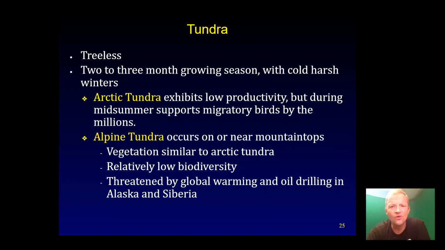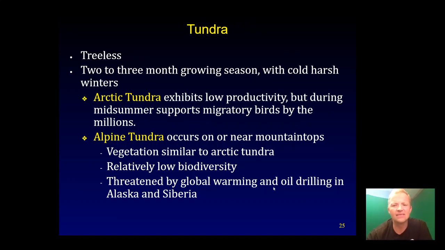There's a 2 to 3 month growing season, and even if it is growing season, it's usually mosses or little shrubbery type things. And very harsh winters. Arctic tundra and alpine tundra. Arctic tundra is just on the opposite sides of the planet, right? We have the north and south poles. Alpine is on the very top of mountains, so think of the top of Mount Everest. This is an alpine tundra.